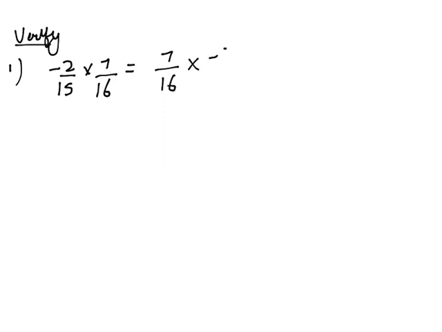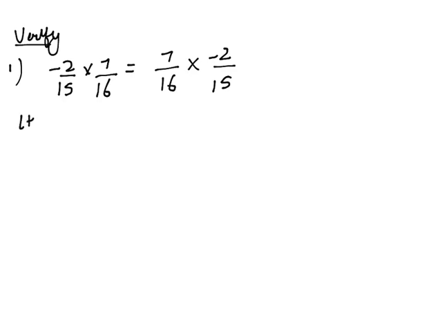Next we have some questions on the different properties where we have to verify. The first we have minus 2 by 15 times 7 by 16. We have to prove that it is equivalent to 7 by 16 times minus 2 by 15. So which property is this? Commutative property. It means if we multiply two rational numbers in any order, the result will remain the same.